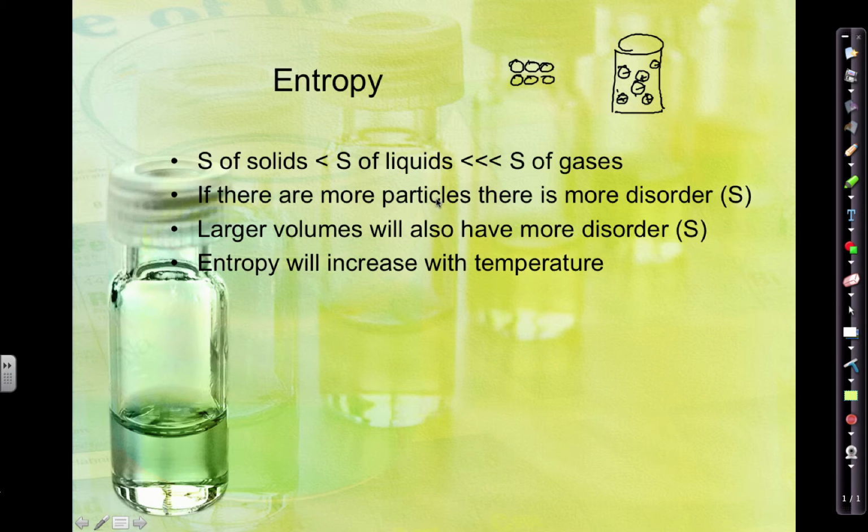So if there are more particles, there will also be more disorder. If we have a larger volume, we're going to have more disorder, and that's because if you have a larger volume, then the particles are more spread out and not as ordered. Entropy also increases with temperature. So all of these situations will have more disorder or entropy.